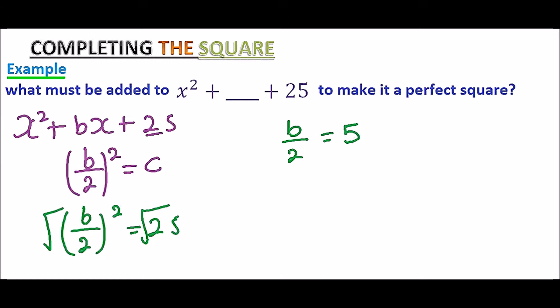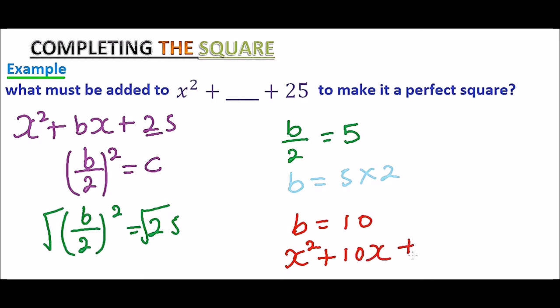From there we can now get the value of b. So b over 2 is equal to 5, and multiplying both sides by 2, you get b is equal to 10. So 10x is to be added to make this a perfect square. It would look like this: x squared plus 10x plus 25 is a perfect square.